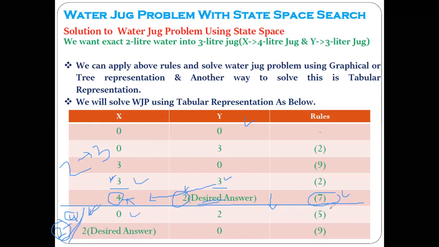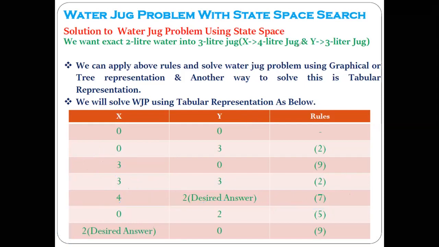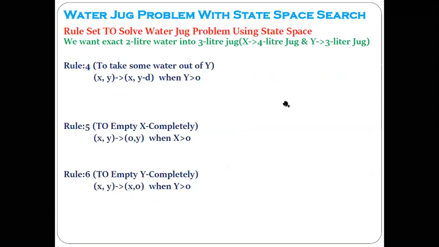To make X 0, we'll apply rule number 5. What is rule number 5 saying? To empty the X completely, you can use the state space representation rule like this: X comma Y implies 0 comma Y. Whatever water was in the X, we'll pour it on the ground or somewhere else, but we'll not pour it into the Y. This is the important thing here.